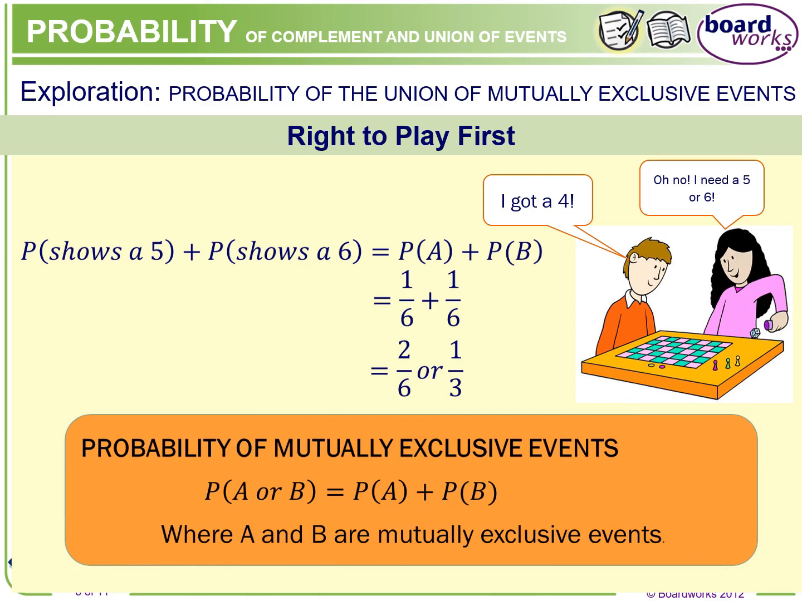So this finding can be generalized as the probability of mutually exclusive events. The probability of A or B is equal to the probability of A plus the probability of B, where A and B are mutually exclusive events.